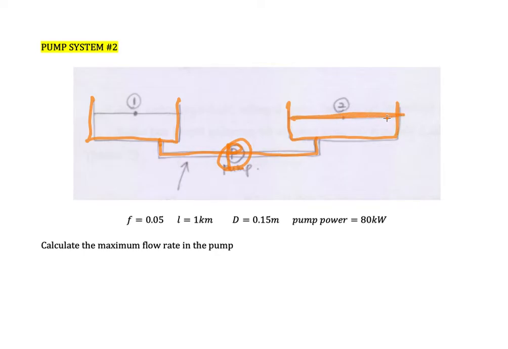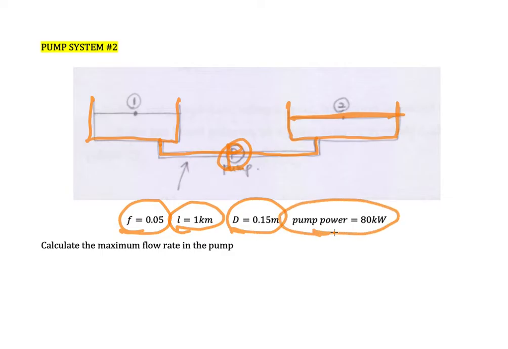So let's say the friction coefficient for the pipe is 0.05, and the length of the pipe is 1 kilometer. The diameter of the pipe is 0.15 meter, and the pump power is 80 kilowatt. And then the question is: calculate the maximum flow rate in the pump.